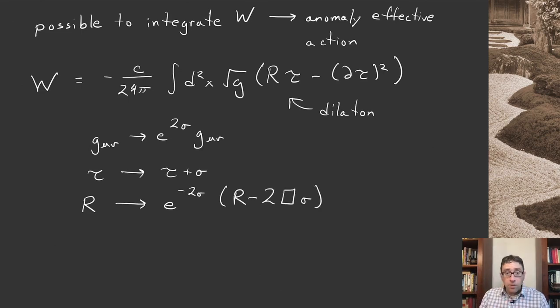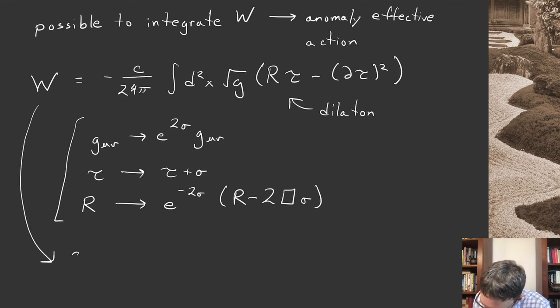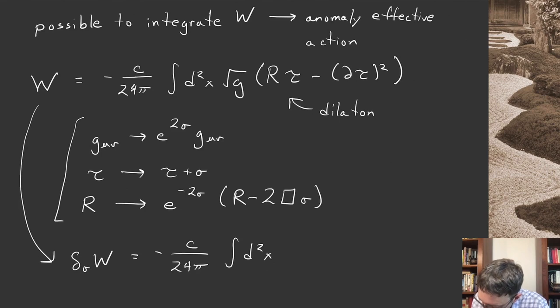So this is something, again, special about 2D and higher dimensions. The transformation rule is a bit more complicated for the Ricci scalar. But if I have these in hand, I can see quite clearly that the Weyl variation of this effective action gives me the right answer, what I had before: this d²x √g R δσ. And how do I see that?